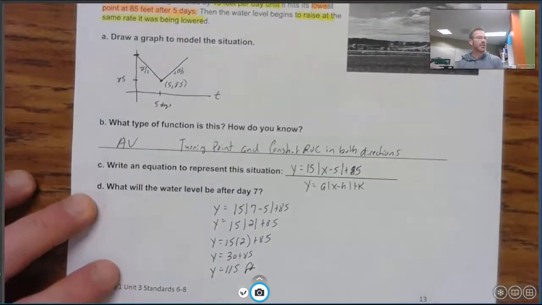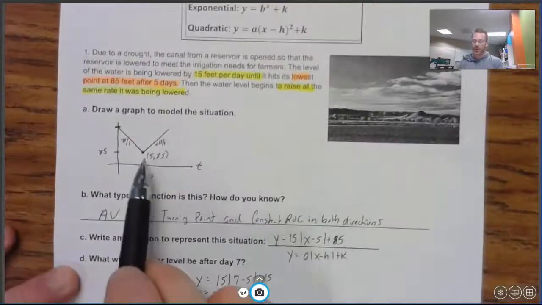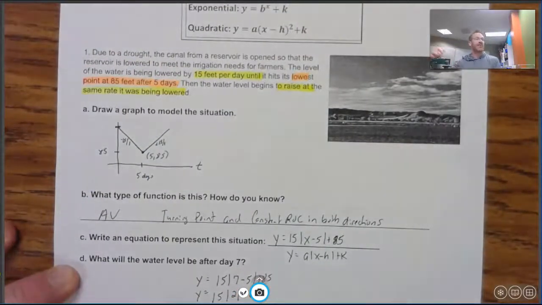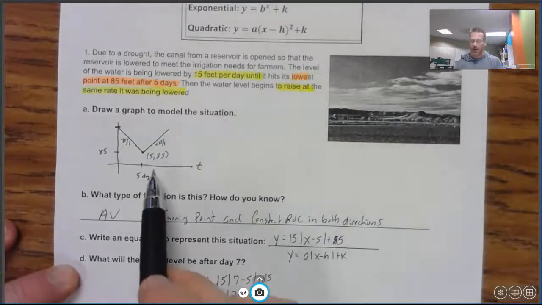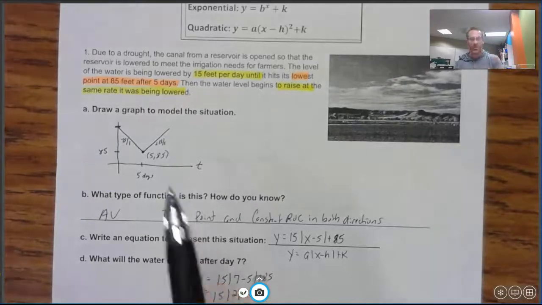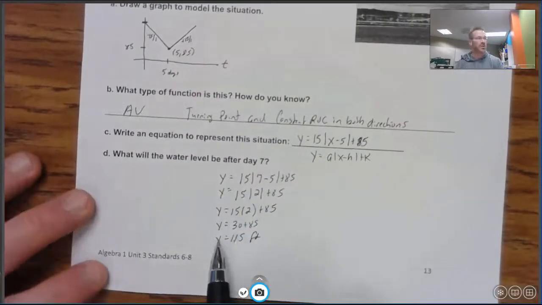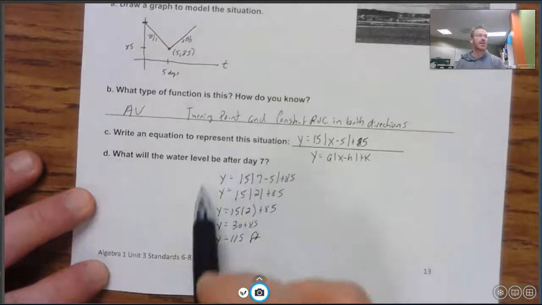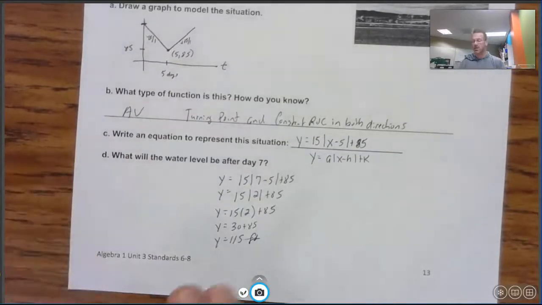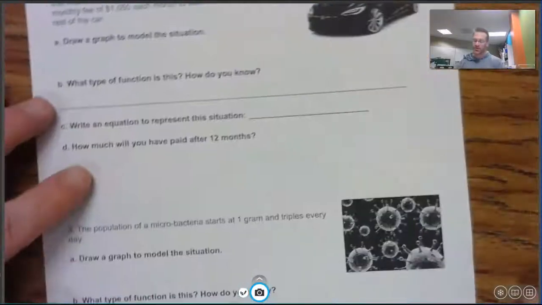Now notice we could also figure that out with some common sense. We know at day 5 it was at 85 feet, and then I know it's going up 15 feet per day. So at day 6, I add 15 feet on, that would be 100. At day 7, I add another 15 feet on, that would be 115. So you could use common sense to verify the algebra that you just did in this particular problem. All right, so let's take a look at another one. Let's flip the page here.